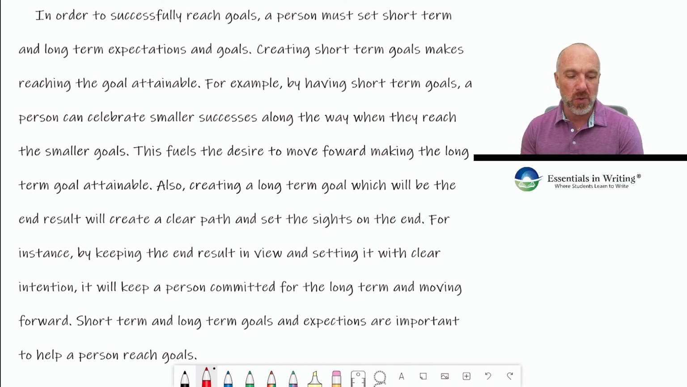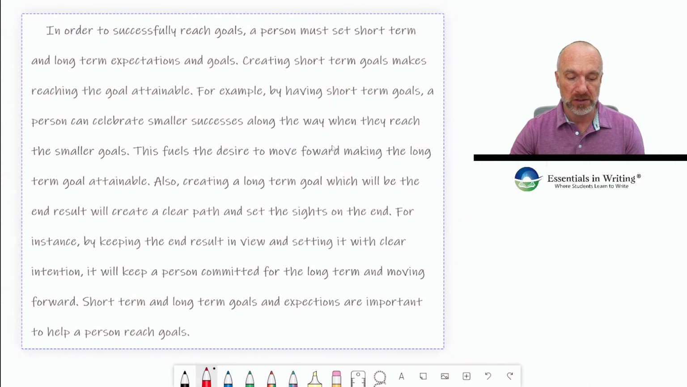So let's go ahead and get started with that. I'm going to read every word and touch it out loud. In order to successfully reach goals, a person must set short-term and long-term expectations and goals. Creating short-term goals makes reaching the goal attainable. For example, by having short-term goals, a person can celebrate smaller successes along the way when they reach the smaller goals. This fuels the desire to move forward, making the long-term goal attainable. Okay, the first part, that's hard to understand. I think it's confusing. Let's make this a little smaller and start again.